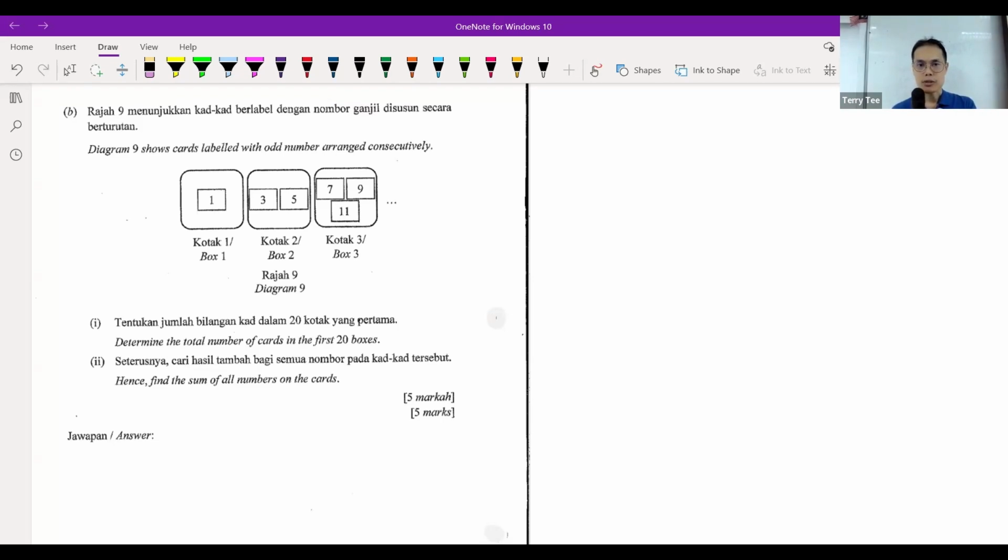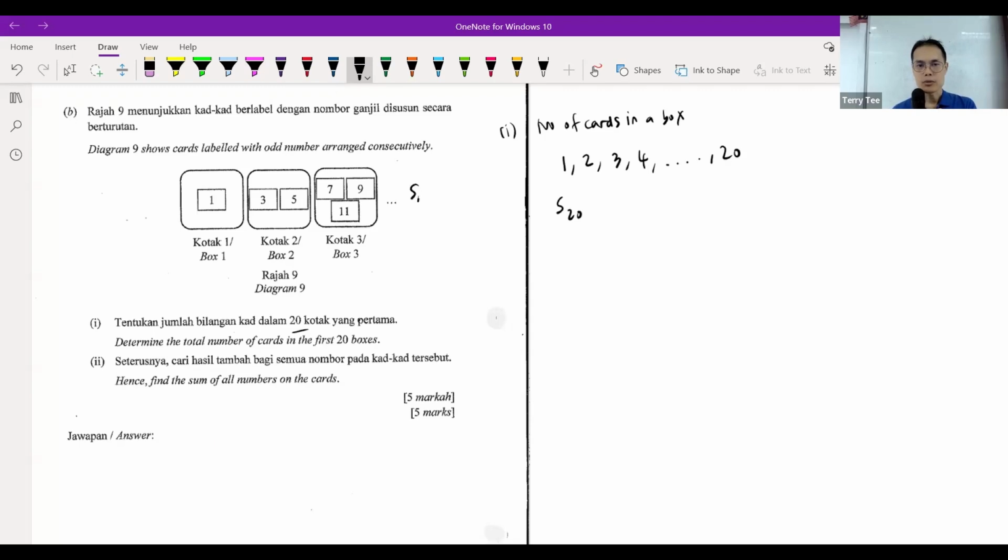So the first progression we are talking about is the number of cards in a box. It goes like this. First one, you have 1 card. Second one got 2. Third one got 3, 4, and so on. So you want to find the number of cards in 20 first boxes, right? So we can use S20.